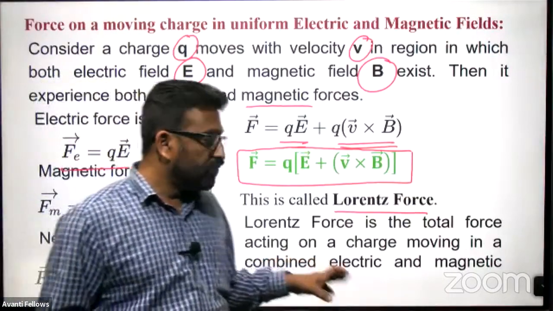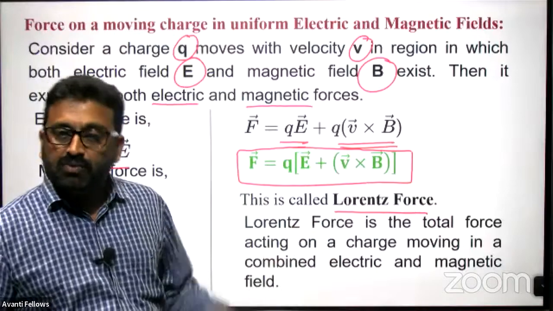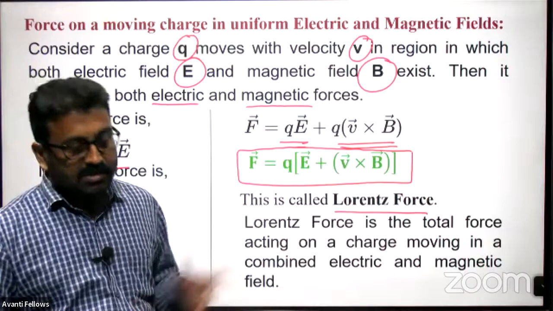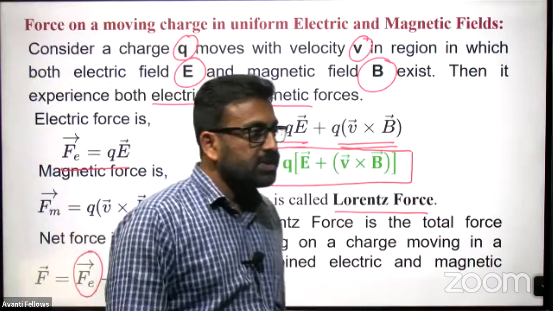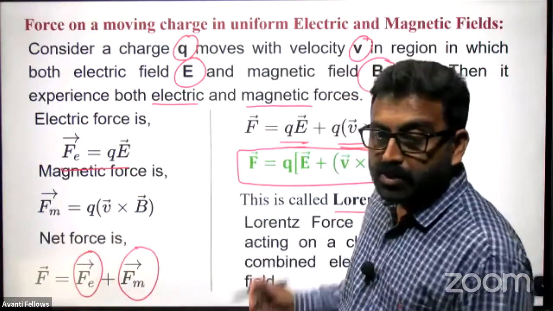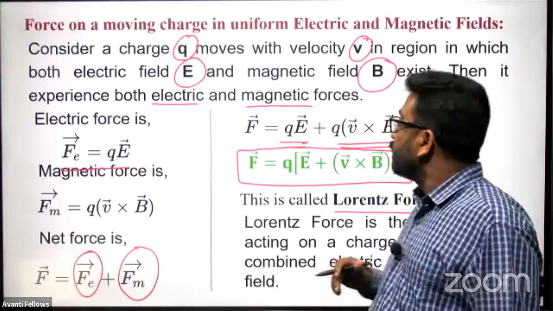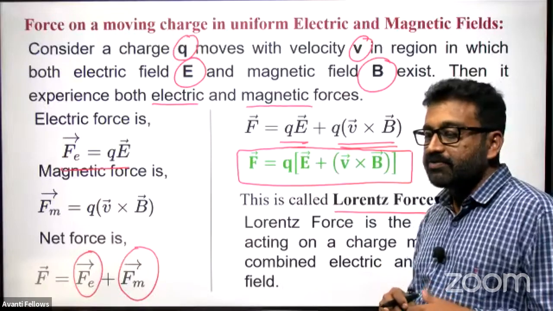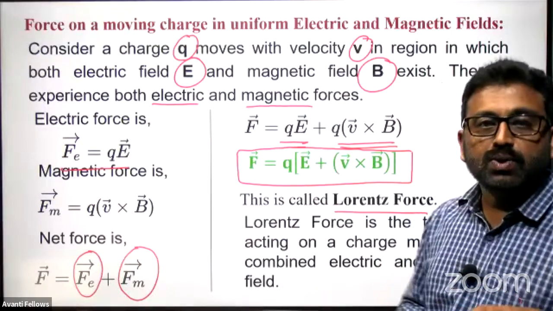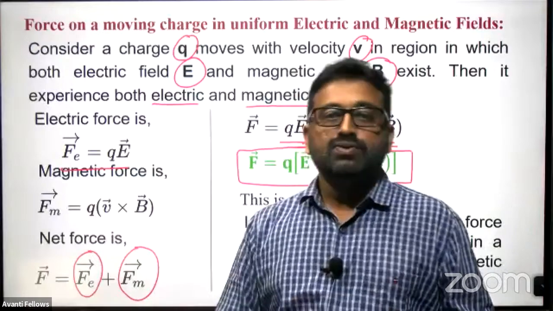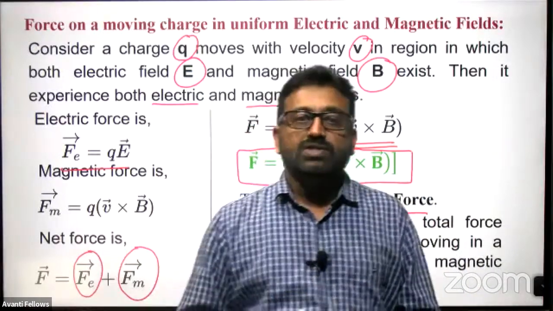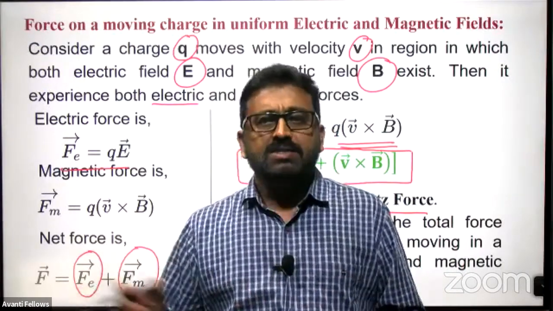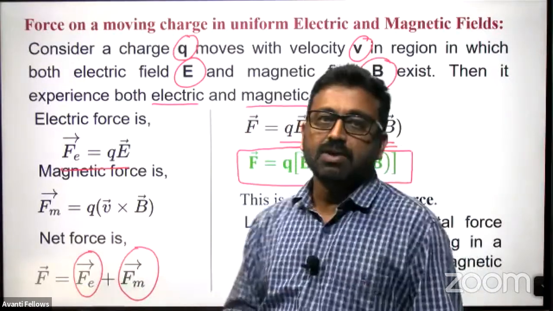This is the total force acting on a particle when it is placed in both electric as well as magnetic fields. See this one, the total Lorentz force concept: QE plus Q into V cross B. A charged particle placed in both electric and magnetic fields experiences force due to the electric field as well as force due to the magnetic field. So the total force is called the total Lorentz force, equal to Q in brackets E plus V cross B. It's a very simple concept.